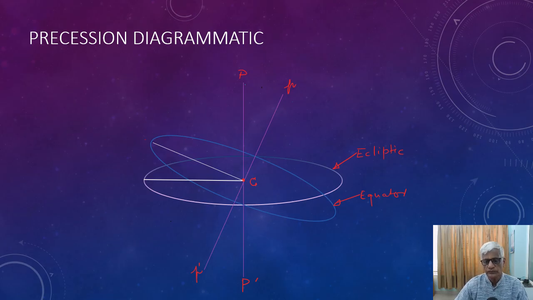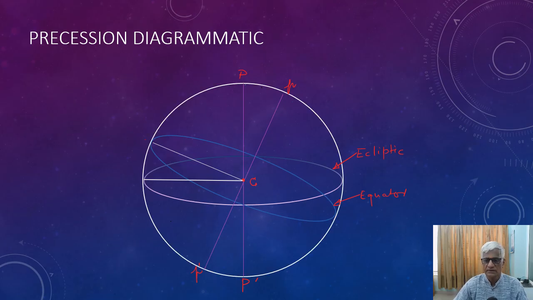Now, if we draw a great circle through P, P dash, small p and small p dash, passing through all these 4 points, a large great circle on this sphere in the heavens, you draw like this. It will cut the ecliptic at 2 points. It will bisect the ecliptic as well as the equator.